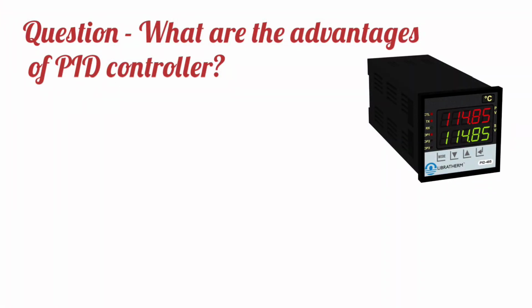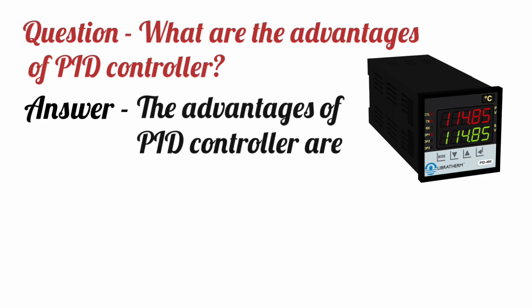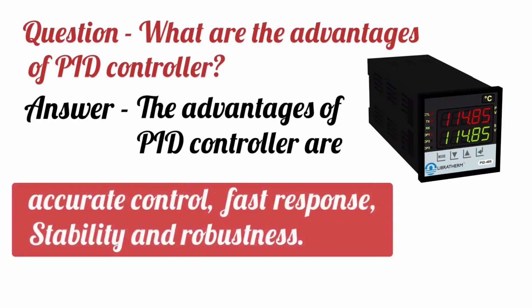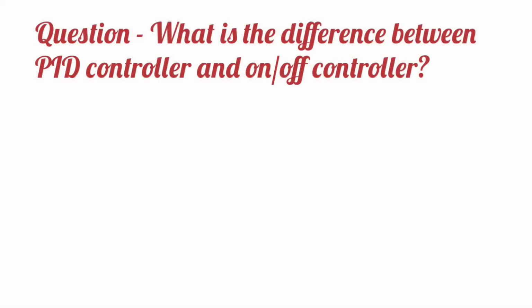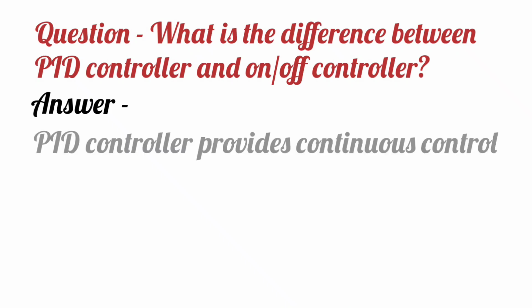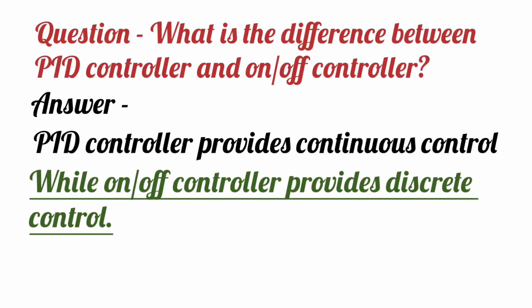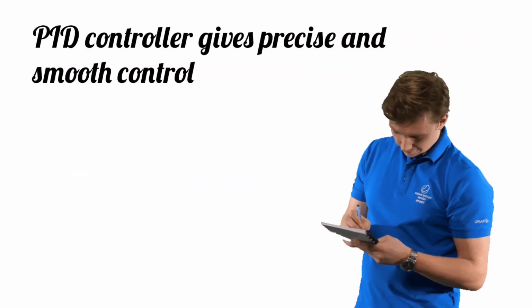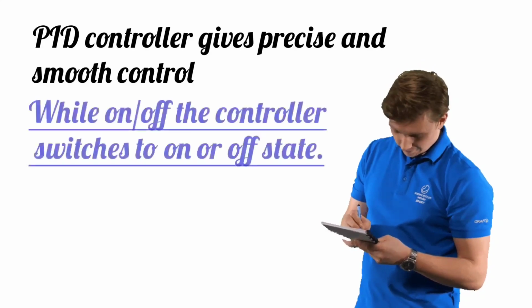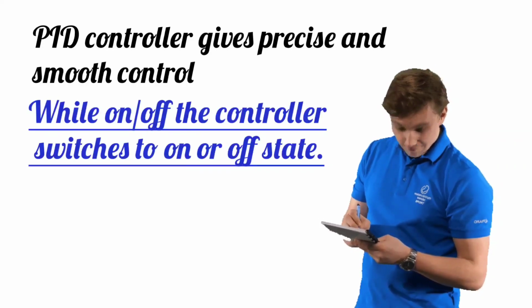The next question would be like this: what are the advantages of PID controller? The advantages of PID controller are precise control, fast response, stability, and robustness. Next question is, what is the difference between PID controller and on-off controller? PID controller provides continuous control, while on-off controller provides discrete control. PID controller gives precise and smooth control, while on-off controller switches to on or off state.